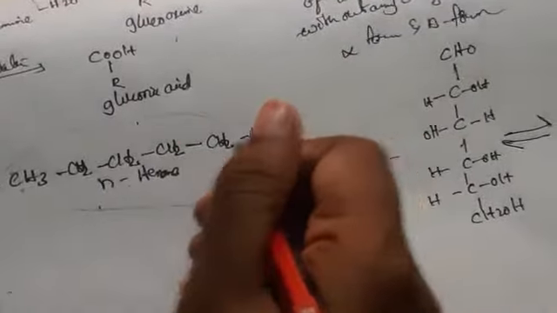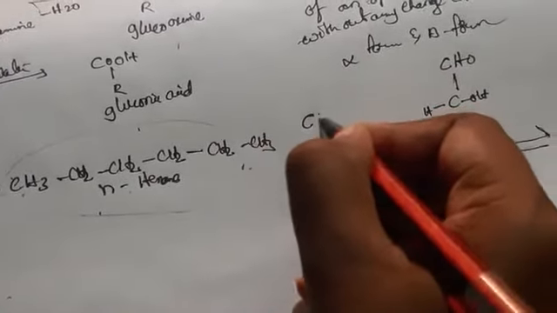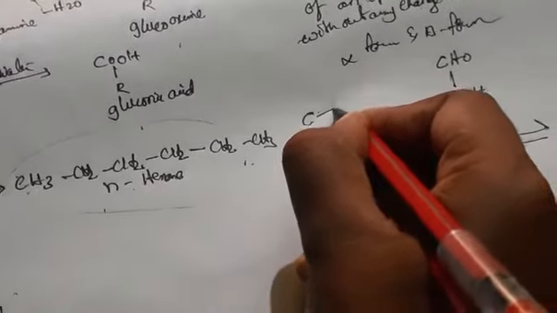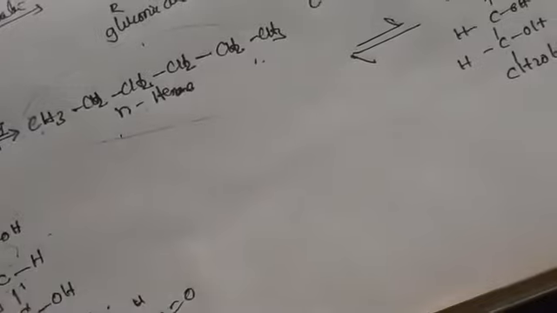Now the alpha form. Here the alpha form is nothing but the OH is on the left side, that one we call the alpha form. If suppose the OH is on the right side, that one we call the beta form.